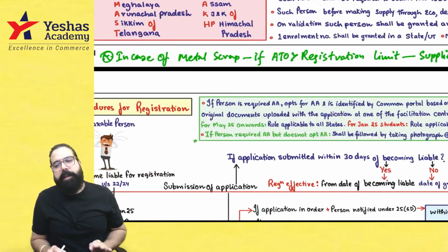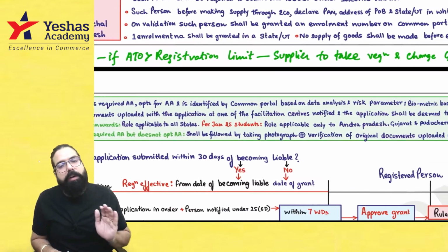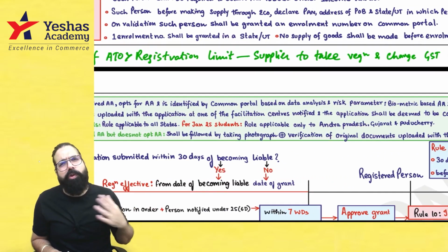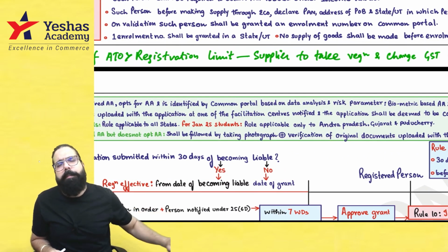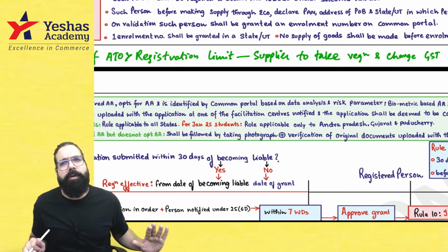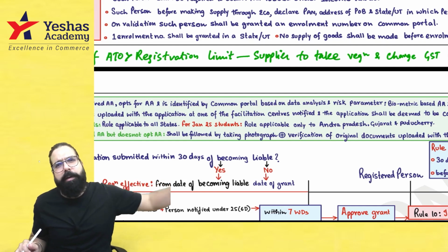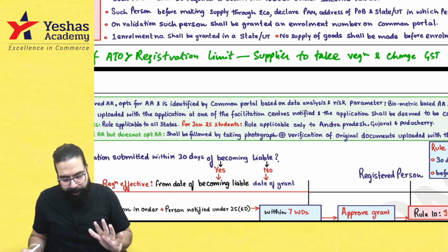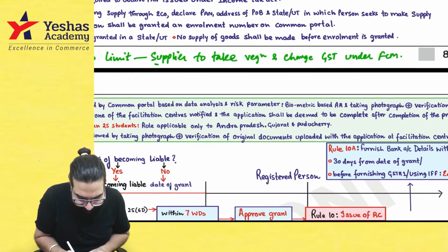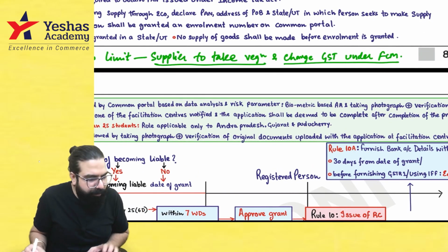In case of metal scrap, if aggregate turnover crosses the registration limit, so if I am a supplier of metal scrap, if my turnover did not cross 40 lakh, 20 lakh or 10 lakh, then the recipient pays under RCM. But if my turnover crosses, then I will have to take registration and charge GST under forward charge mechanism.